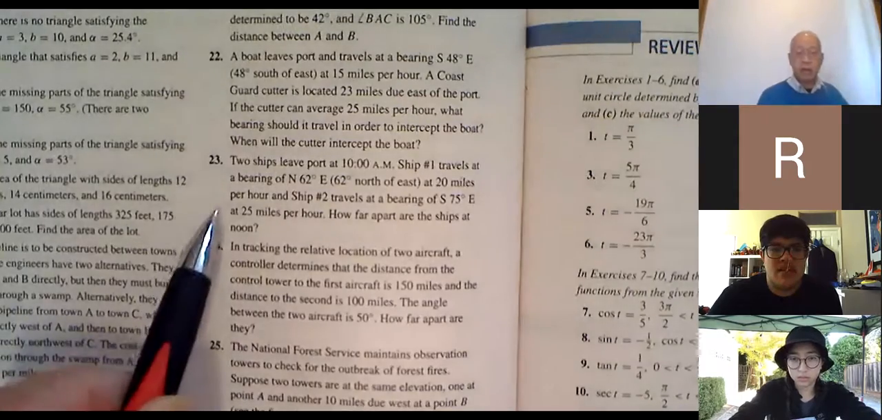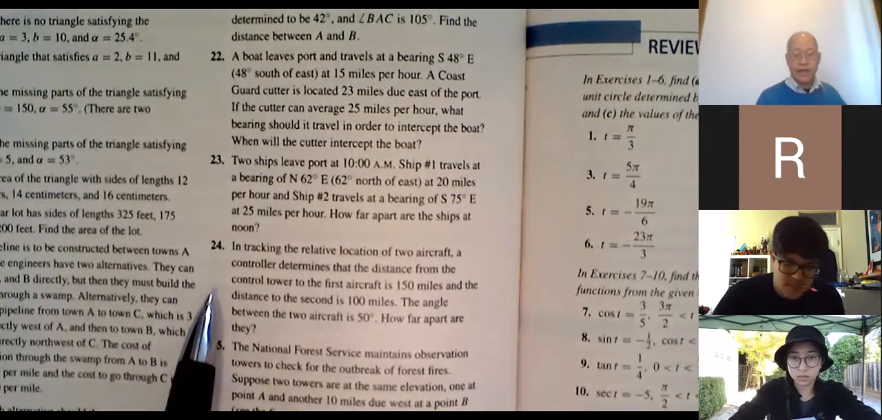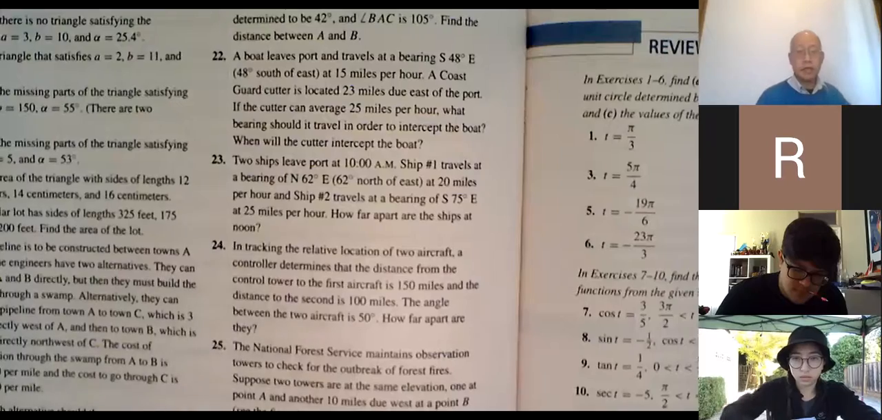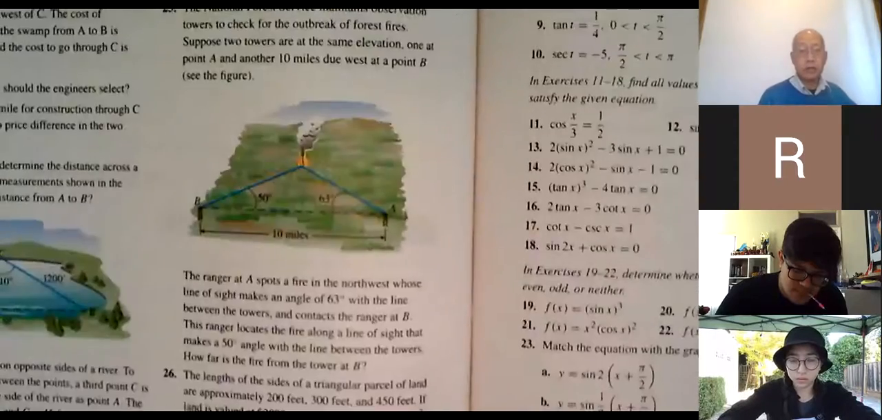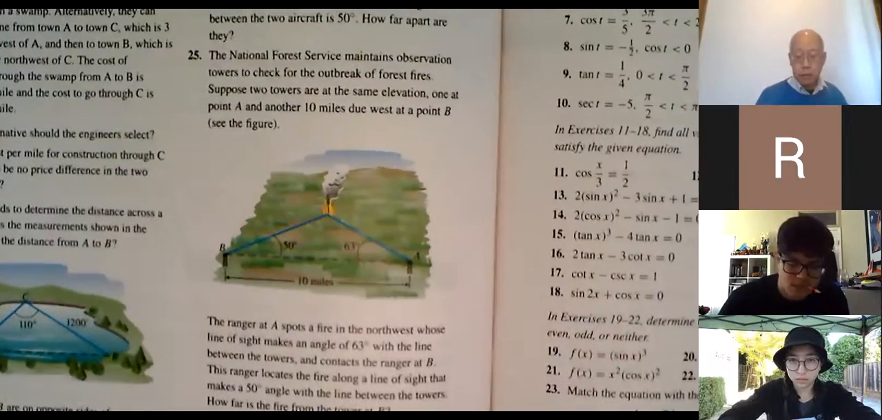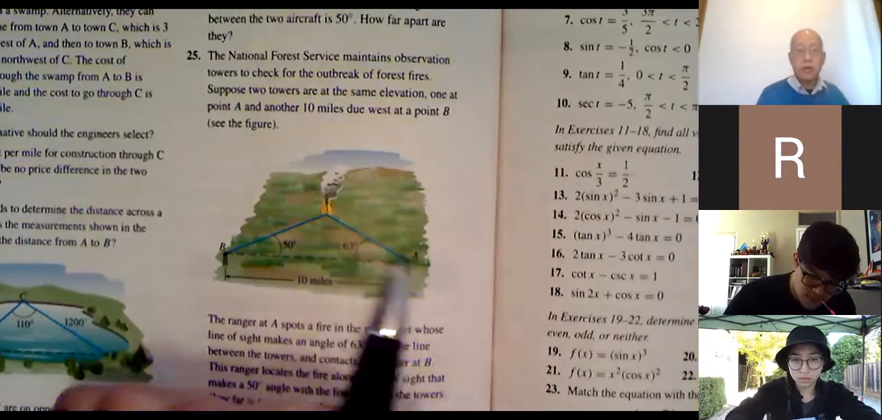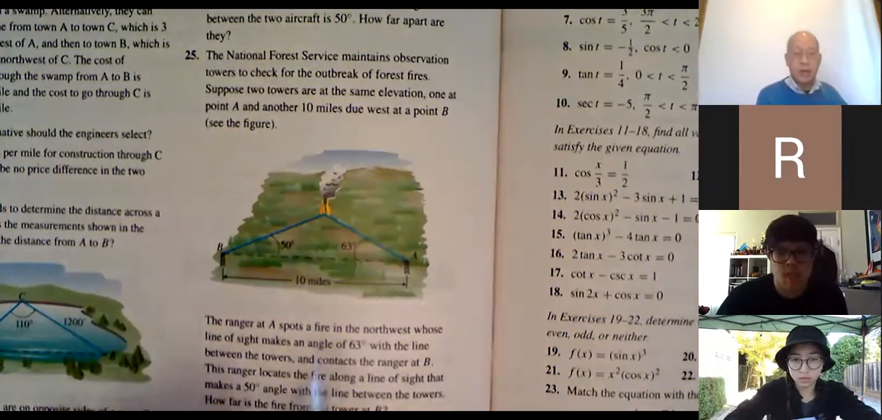Let me come back to 23. Yeah, it looks like I have to do that separately. Okay, it's going to be a little bit longer than I thought. So let me go to 25 instead. Okay, sorry about that. 25 shouldn't be too bad, I think.